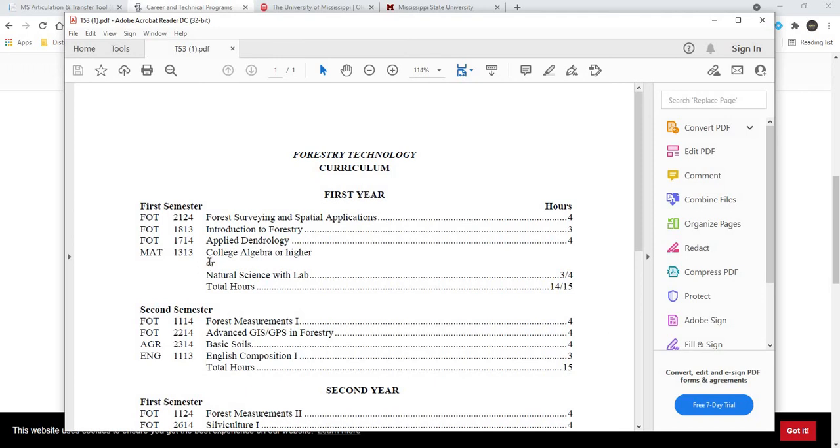The answer is no, because of this right there. That means that I can take college algebra or something higher. I could take trig if I wanted to, or I could take that natural science with a lab, which means that I can take biology. And as long as I take biology with a lab, I won't have to take college algebra. So that's something to note if you're not a math person, but you like biological sciences. Maybe you don't like chemistry, but you really like zoology or biology. That would be something you could take here instead of having to take college algebra.